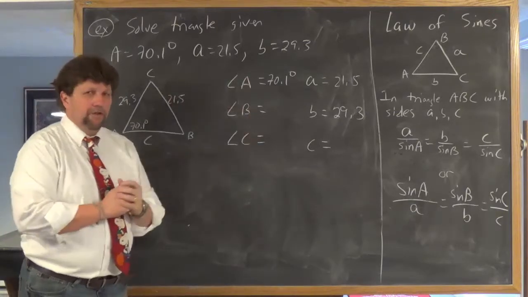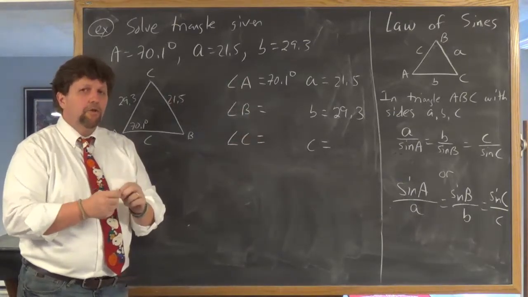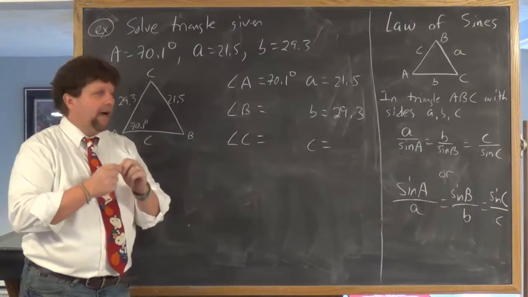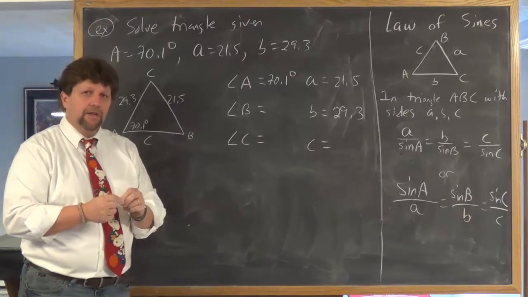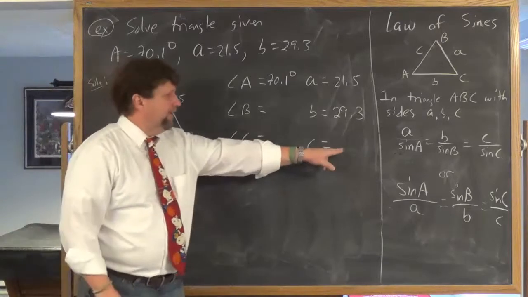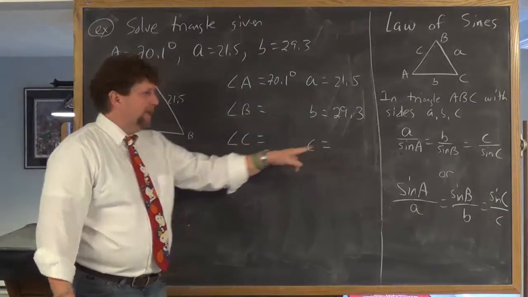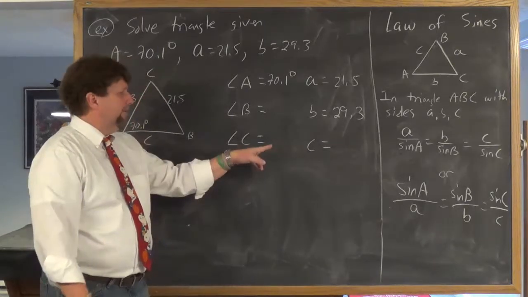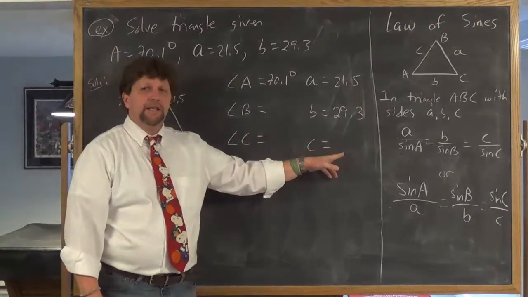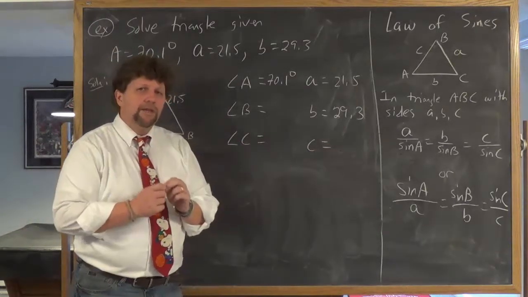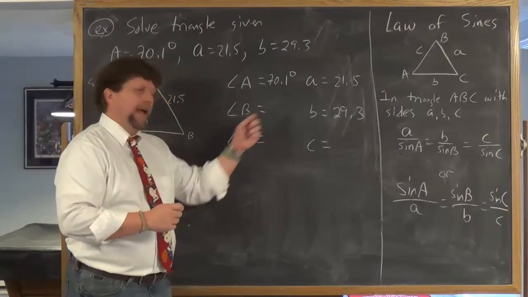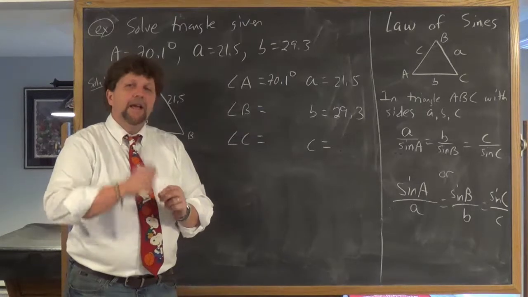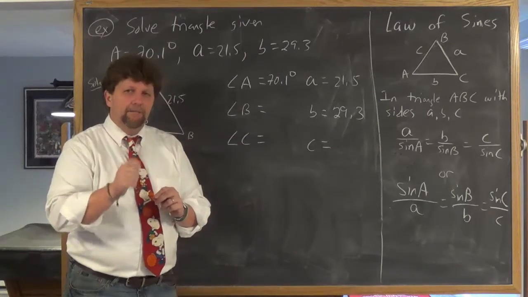Look at my solution area. I have no choice. There's absolutely no choice whatsoever in what I have to find first. It's not possible for me to find side C because I don't know angle C. Likewise, it's not possible for me to find angle C because I don't know side C. I only have one choice here. I have to find angle B first using the law of sines. And to me, that's the key to the ambiguous case.